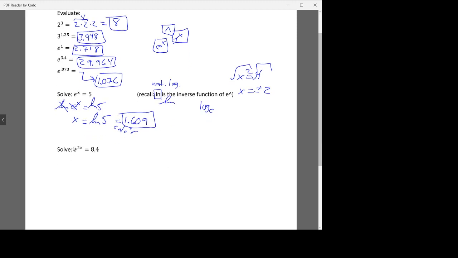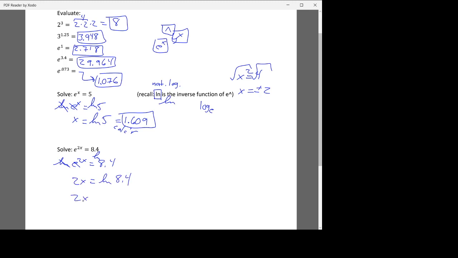So here's another one. You've got the x's up in what I call the attic, or the exponents of e here. So we want to get that x out of the exponent. So we'll take the natural log of both sides. I have to do it to both sides. So on this side we get 2x, and over here we get natural log of 8.4.